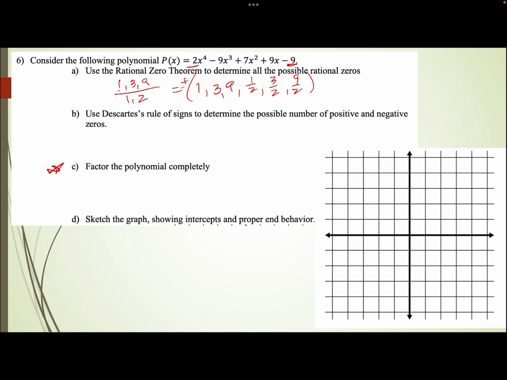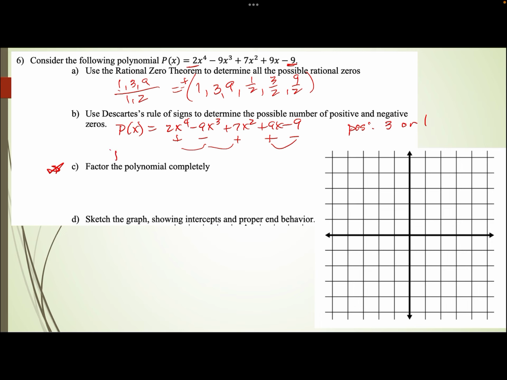Okay, so Descartes' rule, you take the positive p of x, which is 2x to the 4th minus 9x cubed plus 7x squared plus x minus 9. And this is positive, negative, positive, positive, negative. So that gives me 1, 2, 3, 4 sign changes. So the positive zeros are 4, 2, or 0, because some of them could be imaginary, okay?